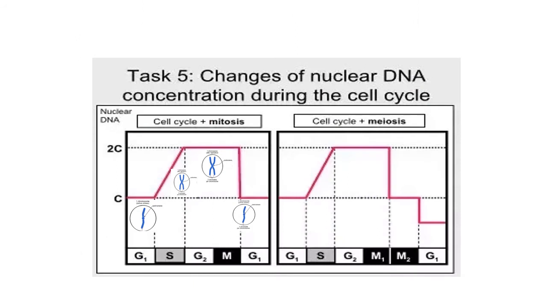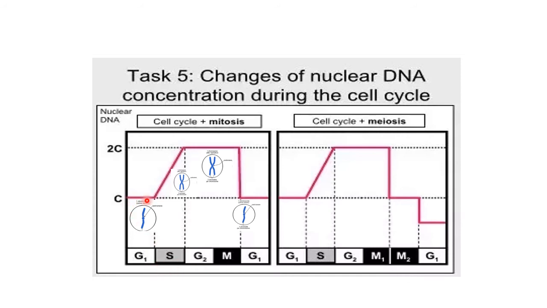Now I'm going to talk about changes of DNA concentration during the cell cycle. Cell cycle, I mean interphase plus mitosis or interphase plus meiosis. Interphase is important for the replication of DNA before mitosis or before meiosis. Starting with mitosis, first we have interphase before mitosis, here G1, S and G2.